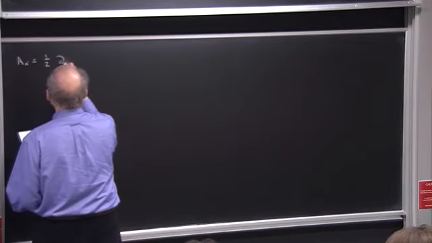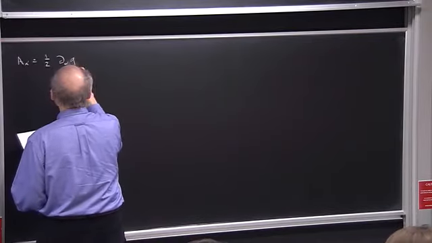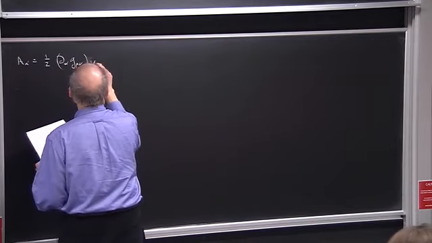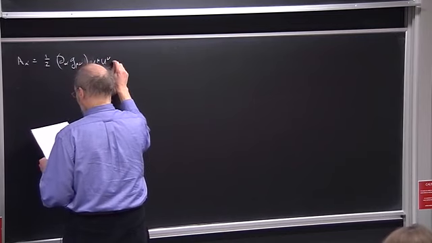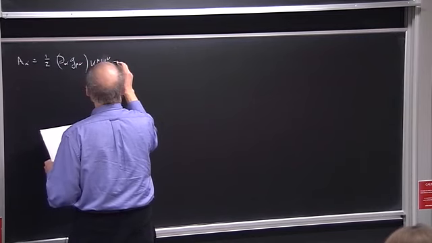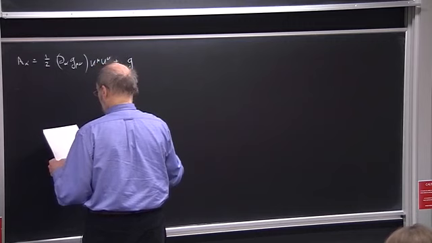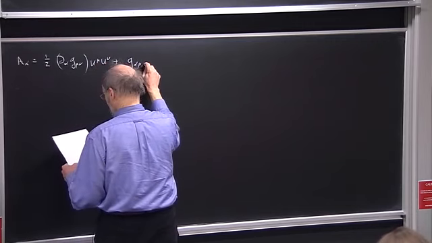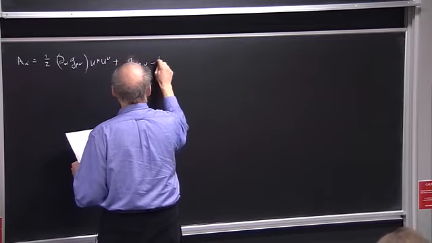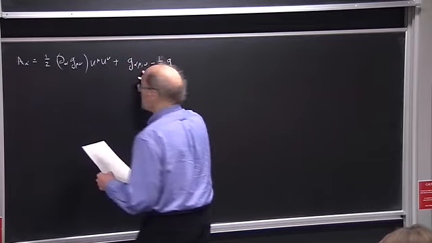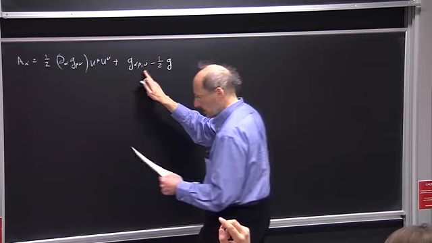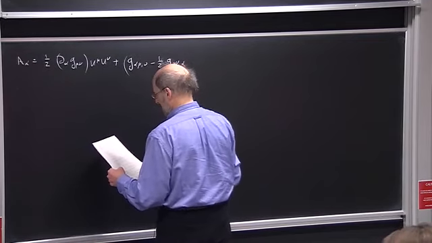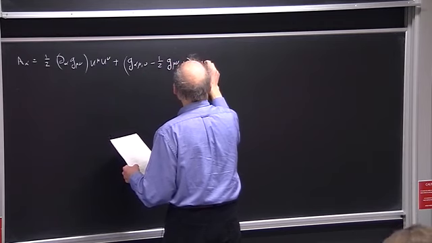Tell me if this is how it should come out. I'm just copying instead of looking over at the other board. Mu nu plus, now I'm going to introduce a shorthand notation that's probably familiar to most people, where I represent partial derivatives by commas. G mu nu alpha, mu nu.